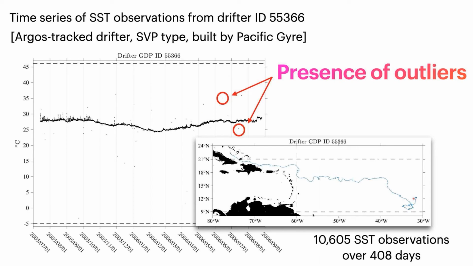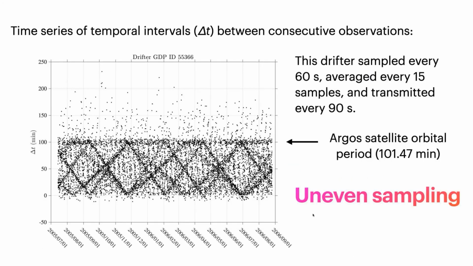Now I'm going to talk to you about how we derive this dataset, and really we have an estimation problem. I wanted to illustrate the topic at hand by giving you one example of maybe a typical time series of SST observations from a drifter, ID number 55366. That's a drifter that was tracked by the system Argos, of the type SVP, meaning it was recording temperature, and it was built by the company named Pacific Gyre. So you see the time series of SST acquired from this drifter, and you see the trajectory of that drifter in the North Equatorial Pacific.